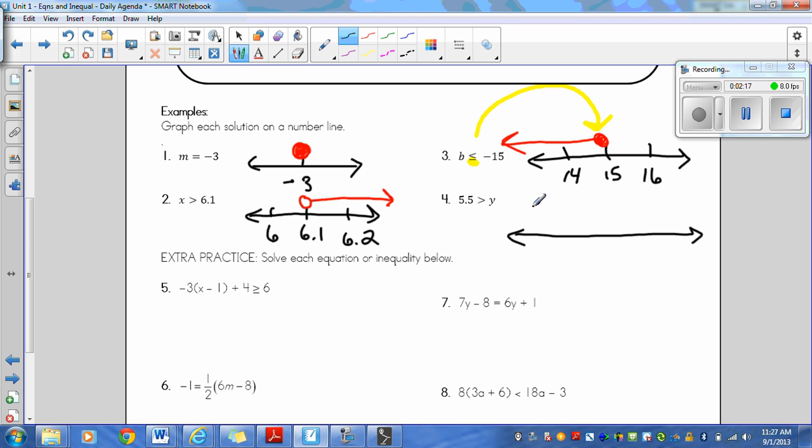For 5.5 is less than y, I have trouble thinking about what this means when the variable is on the right side. 5.5 is greater than y, so that means y is really less than 5.5. So I actually rewrite it as y is less than 5.5, and then your arrow will match your symbol, meaning that the symbol is pointing to the left, and so your arrow is going to point to the left too. It's less than 5.5, so it's not filled in, and it's all the numbers below that.